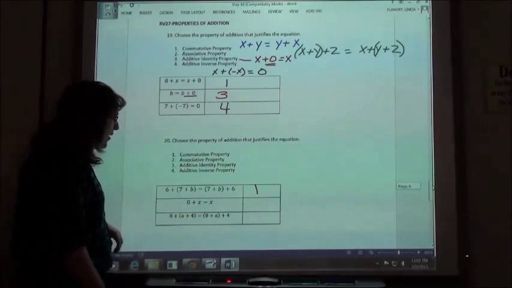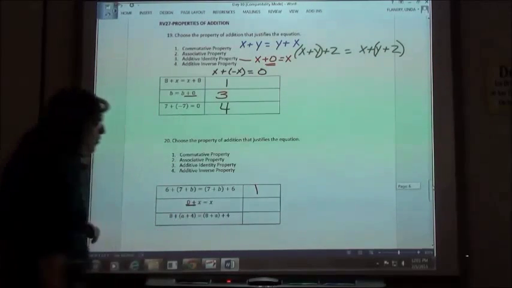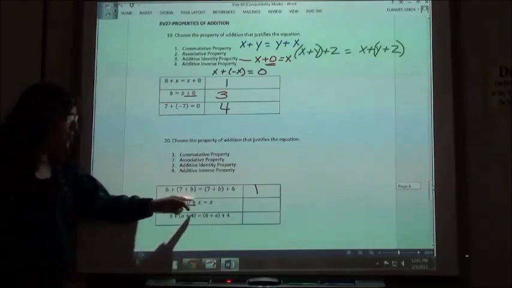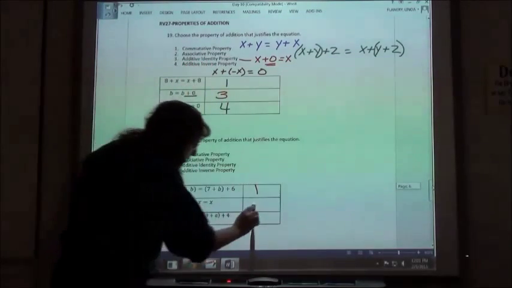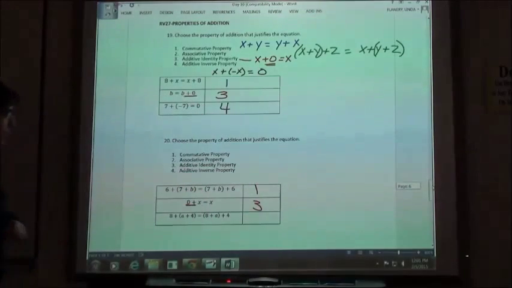The next one, I look at that and I say, oh, they added 0. That's my big clue. If I add 0 to anything, I get the same thing. Additive identity is when I add 0 to something.